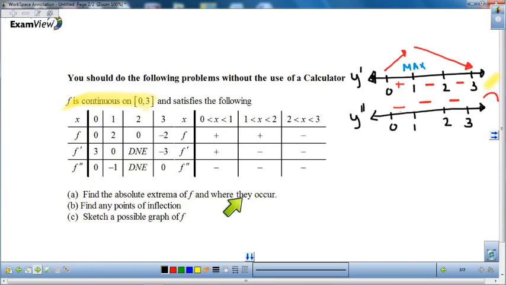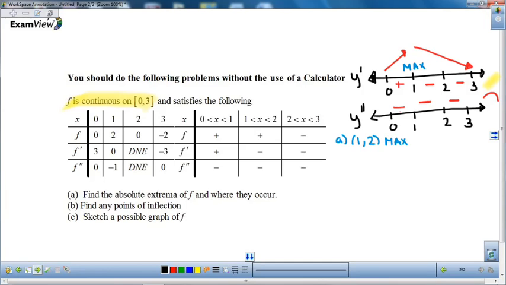Find the absolute extreme values. So this is my max. My extreme value occurs when x equals 1. Notice that in this graph, they actually give you the coordinates. When x is equal to 1, f is equal to 2. So my max is 2, and it occurs when x is equal to 1. So the coordinate of my max is (1, 2).